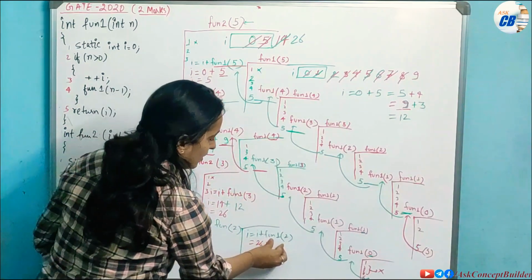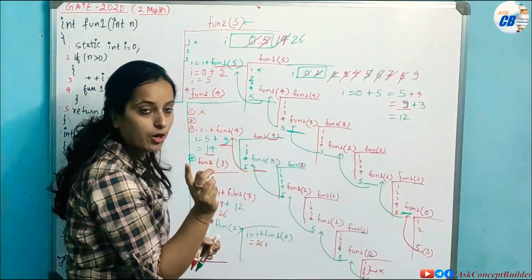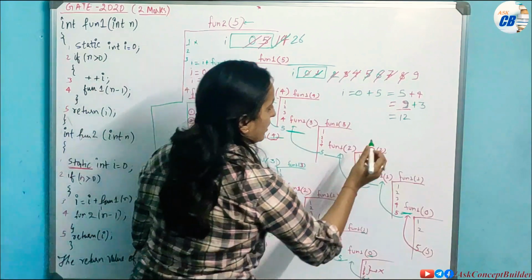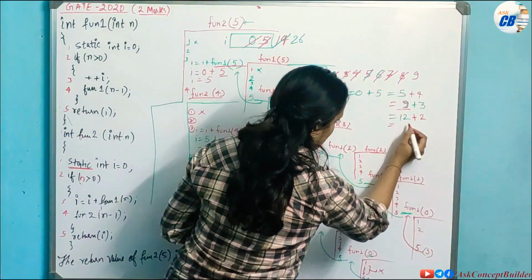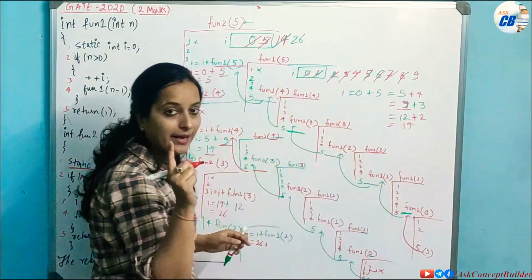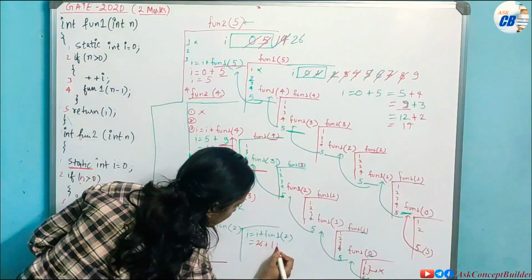Now in the fun1 function we are passing 2, so n equals 2 here. In the existing I value it will add 2, and 12 plus 2 is 14, so it will return back 14 here. Okay, so it is returning back 14 here.